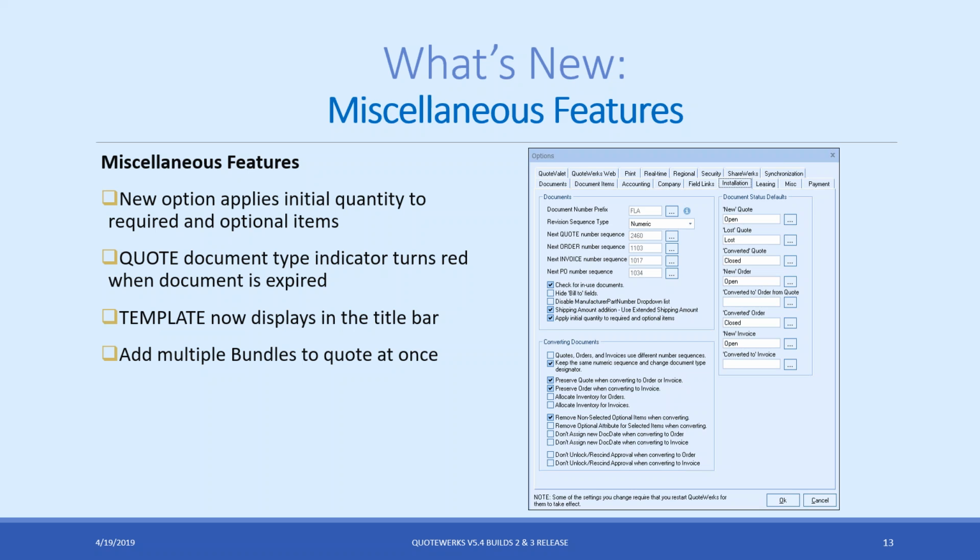And then some new miscellaneous features. Probably a couple of the biggest ones is the ability to see the template in the title bar. So we made it a little more apparent when you're working on a template document. It'll be in the title bar. It'll also be on the document items window as well. It'll say quote template. And we also added the functionality to add multiple bundles to a quote at once.